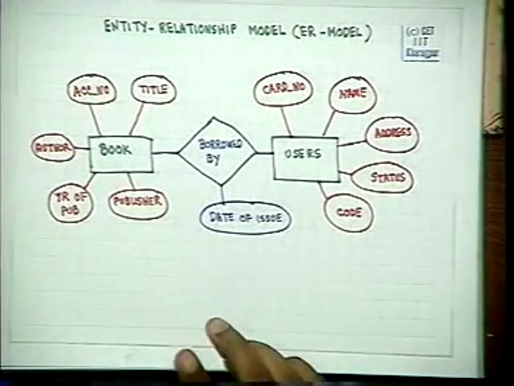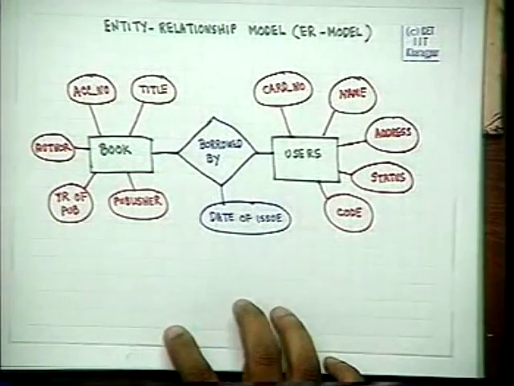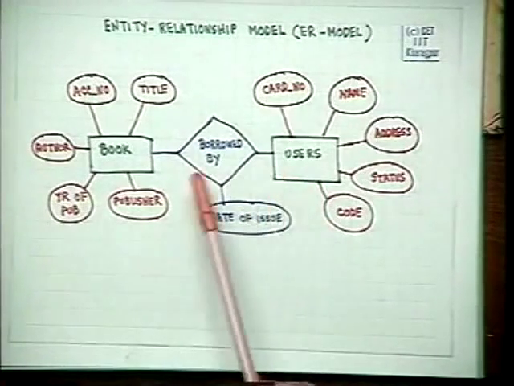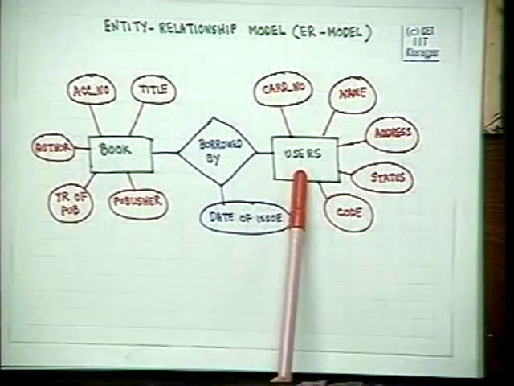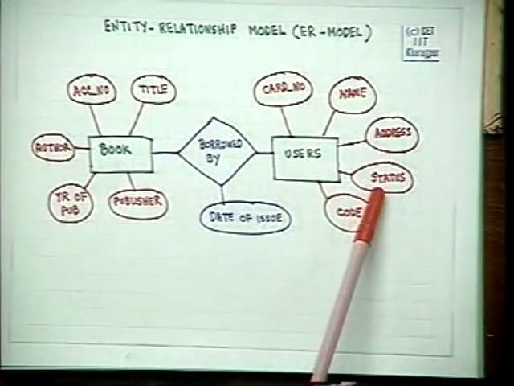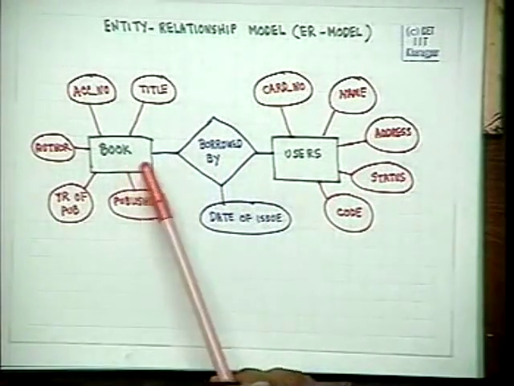This is a diagrammatic representation. You can also have a structured program language representation of an ER model. This is just a diagrammatic representation, and in this diagrammatic representation you can express many types of constraints. For example, you can say that one book cannot be borrowed by more than one user at a particular point of time. You can have a constraint saying that if the user has got this status, then the maximum number of books which can be borrowed by this user is so much.